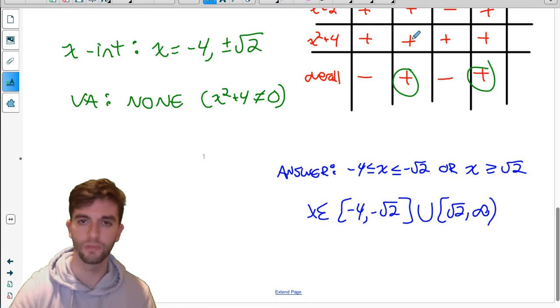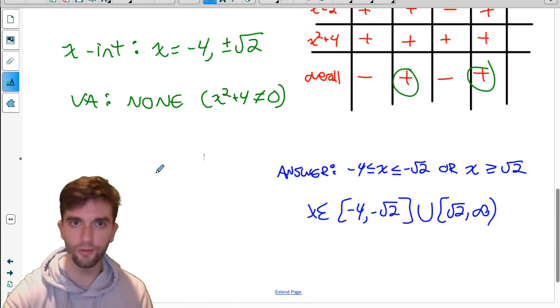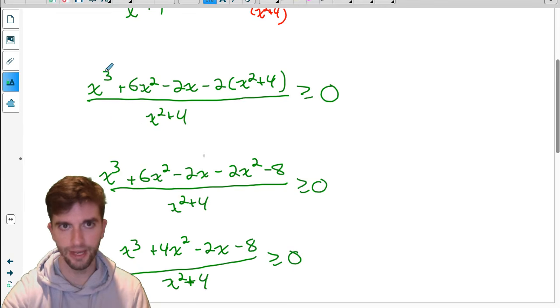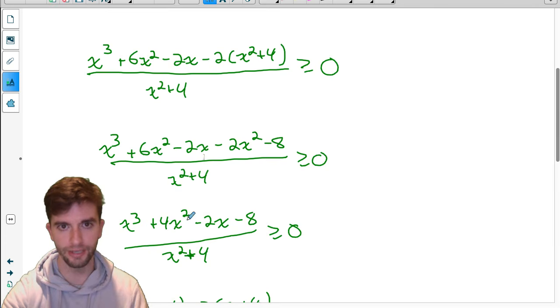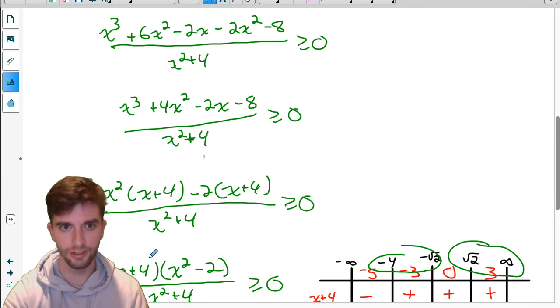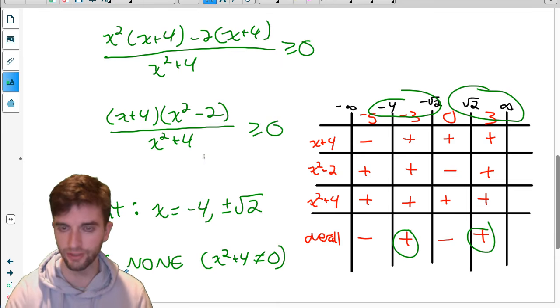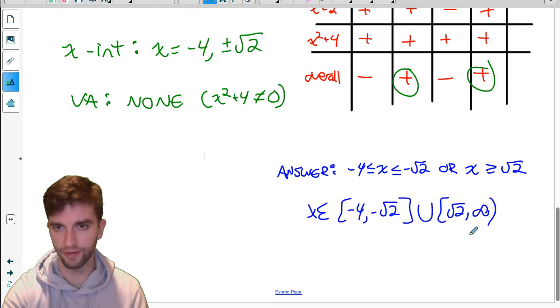Alright, that's it. Hopefully you were able to get the right solution there. It was a little more difficult because we had a degree 3 polynomial up here we had to factor, but we could do it by grouping. And then also, hopefully you figured out what the x-intercepts were and that there actually were no vertical asymptotes for this one. And these are our final solutions.